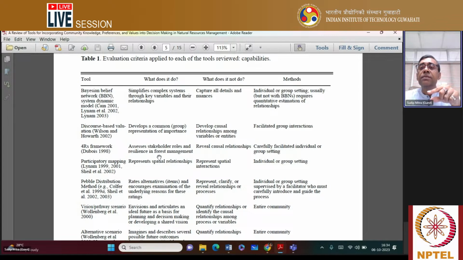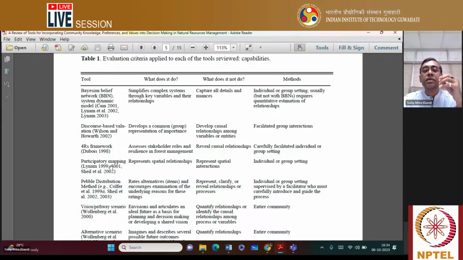And here the methodology that they use is that this framework carefully facilitates individual as well as group settings. It means a group of people or an individual's setting it represents. If you want to decide about natural resource management for a particular person and a group of people, this framework would become helpful for you.